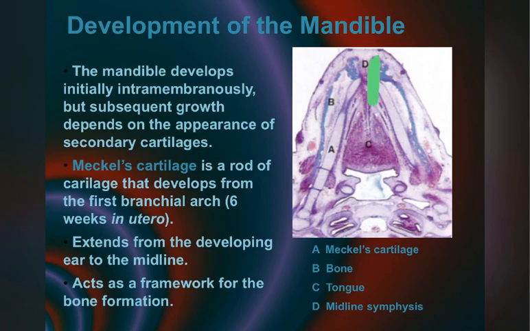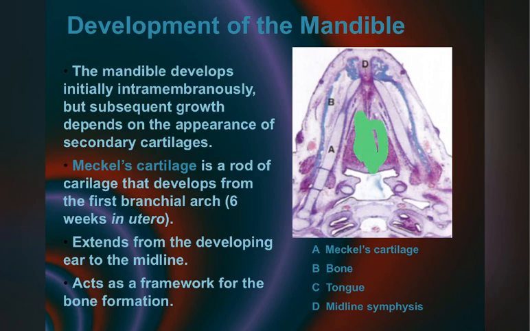And here we see mandibular symphysis. At this stage, it is fibrous tissue. Then the mandibular symphysis later on becomes cartilage, secondary cartilage center, different from Meckel's cartilage. Meckel's cartilage is a primary cartilage because it's present before any bone starts to form, while secondary cartilages appear after the formation of bone.